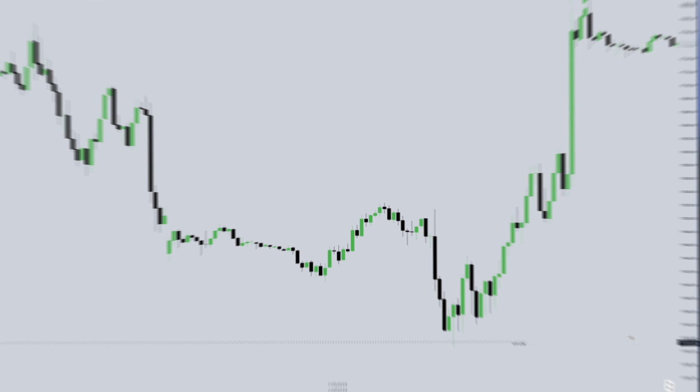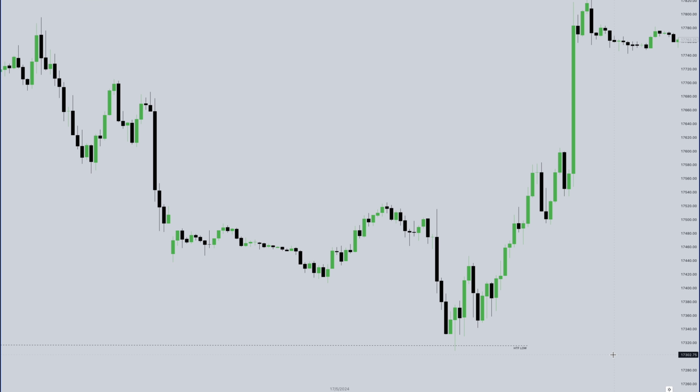All right, let's now start with training your eyes to see low resistance liquidity and the staircase effect. So currently, we were in a downtrend on the Nasdaq on a 50-minute chart. And then we traded to a higher time frame low. It was a daily low.